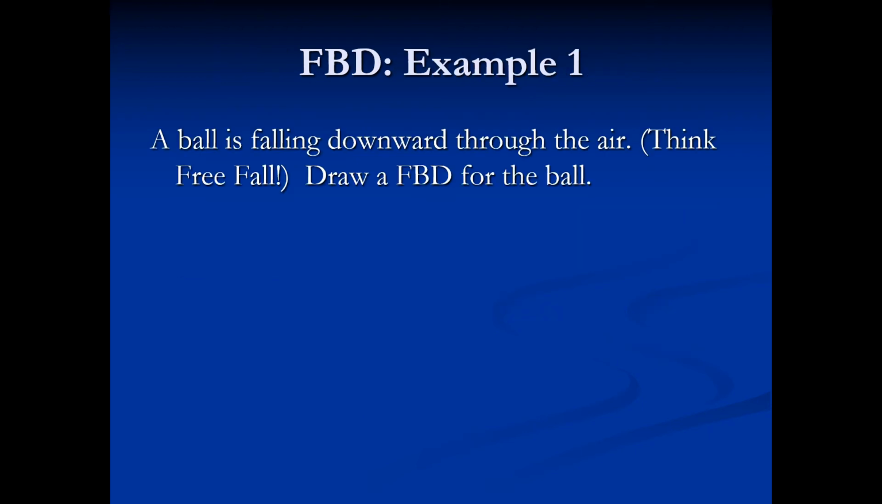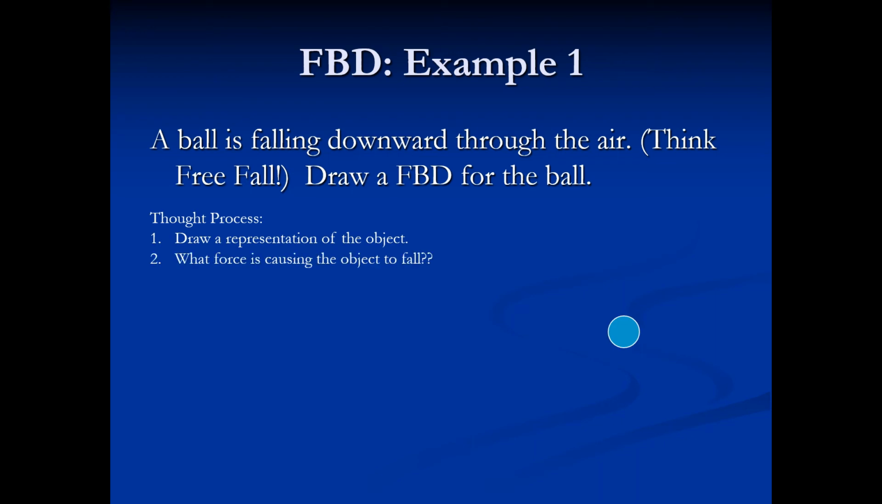So our first example, right? Your thought process for all of these is going to be the same. We need to draw a representation of this object. So there's my ball falling freely downward through the air, just like all of our old drop problems. What force is causing that object to fall? What force is causing that object to move? It is the force of gravity. And in what direction does the force of gravity always act? It always acts in that downward direction.